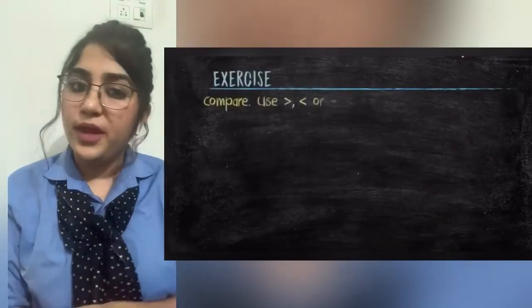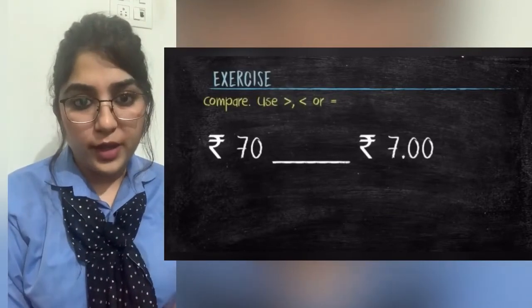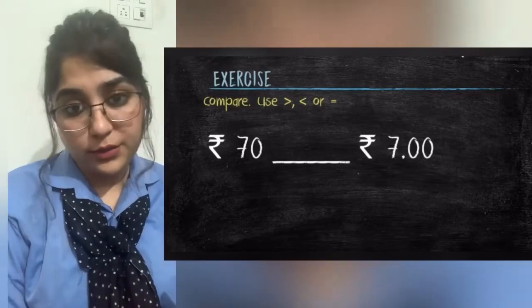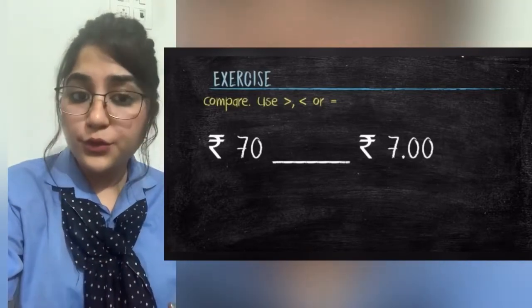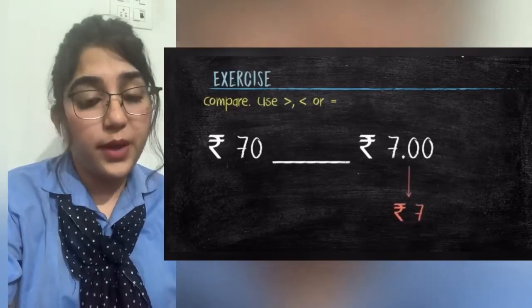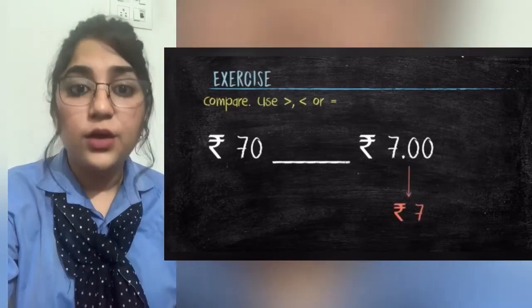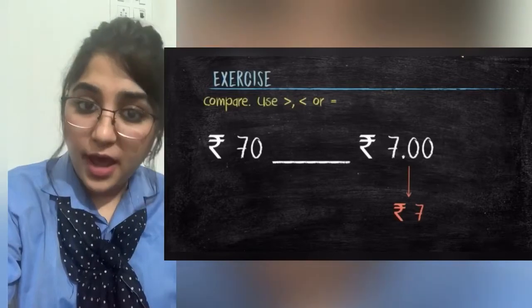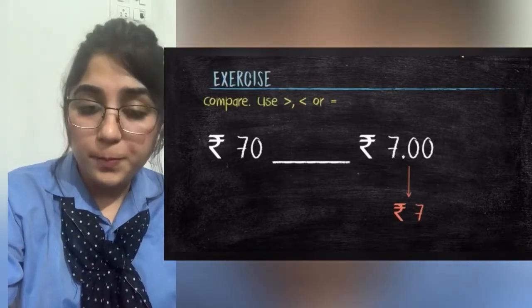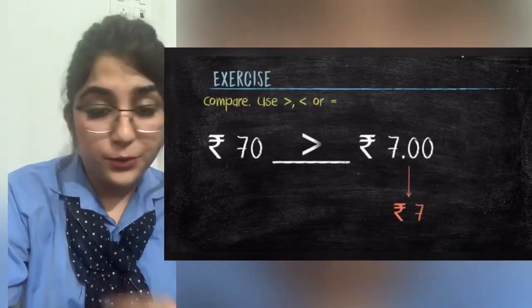Now let's do an exercise. Compare the following and use greater than, less than or equal to. Students, as I told you, we can read rupees 7.00 as rupees 7 only. So we can write it as rupees 7. And we know rupees 70 is greater than rupees 7.